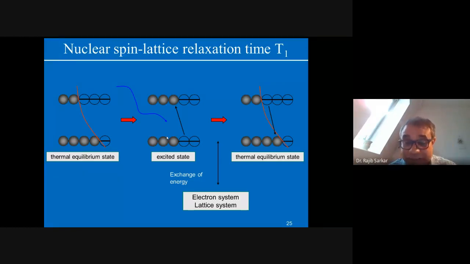As they exchange energy, there is a time you need. This is, for example, the spin-lattice relaxation time T1, and then your system comes back to thermal equilibrium, the right side of the picture. So you have to measure these T1 values to really know how your system comes back from the excited state to the thermal equilibrium state. And that gives you the information about the spin-lattice relaxation time or spin-lattice relaxation rate. Now some may ask, what is the importance of these things?